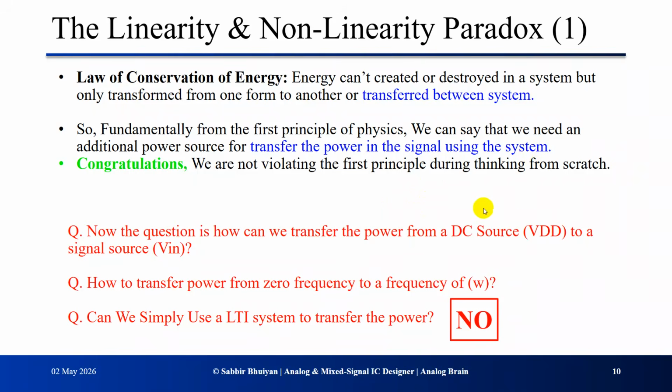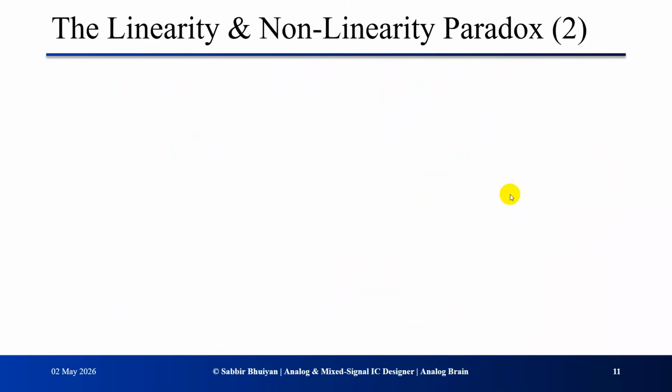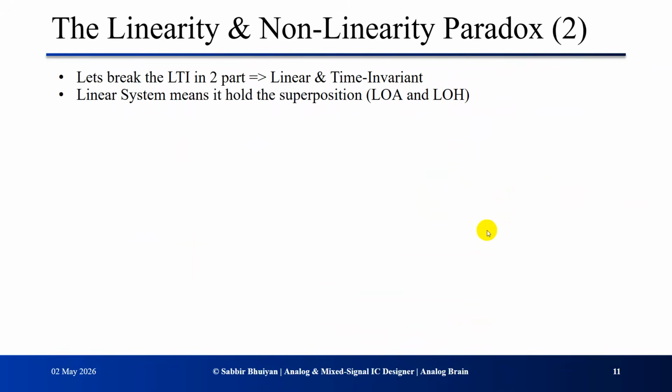So okay, what to do next? Let's break LTI into its two parts, linear and time invariant, and examine each one. A linear system satisfies superposition, which has two components. The first is the law of additivity, LOA, and the second is the law of homogeneity. If both hold, then it is called a linear system, and it holds superposition.